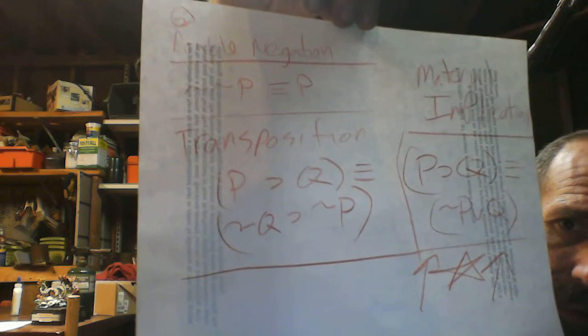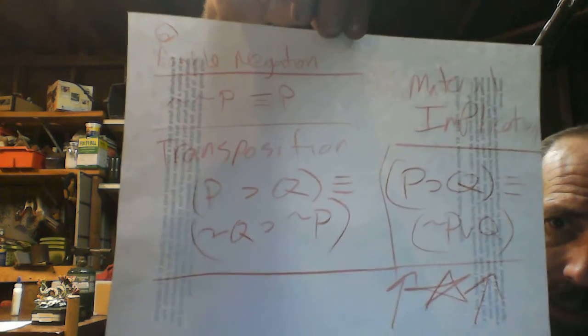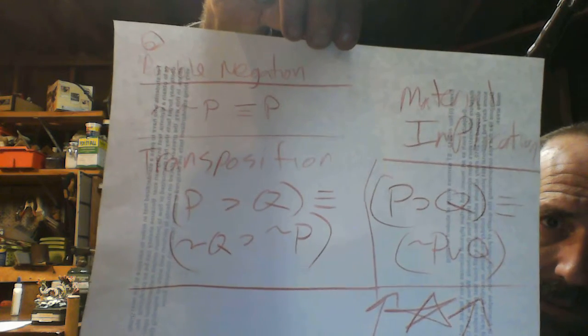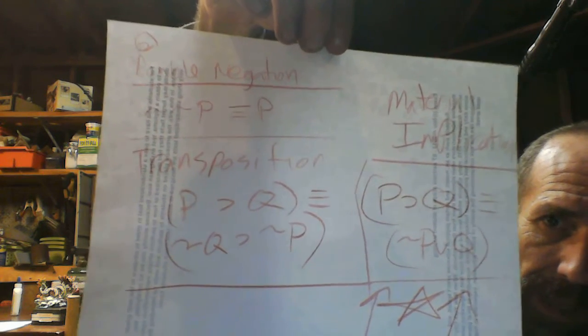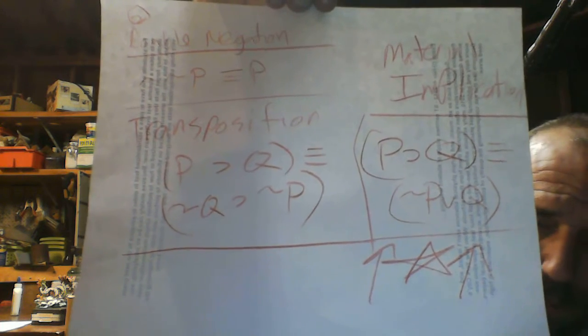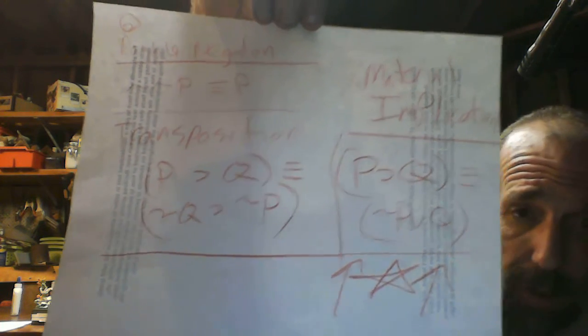Okay. So here are some of the rules we're going to be using. Transposition is a rule of replacement, and so is material implication and double negation as well. These are all rules of replacement. You can use them anytime. You don't have to use it on a whole line. You can use it on a part of a line. All right. Another one that we're going to be using, referring to here.